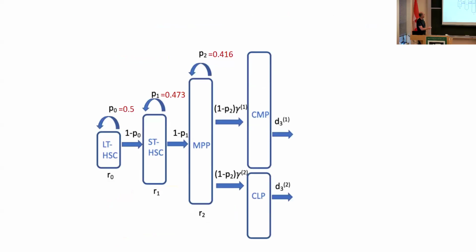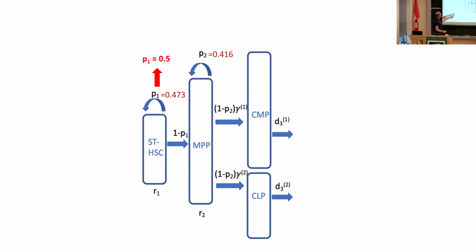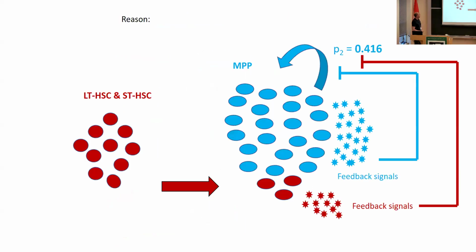So this is just schematically showing the same thing. These are the observed values at equilibrium here. Now you delete the long-term stem cells, and now this one adjusts to become 0.5, and this essentially becomes the stem cell then. Why is that happening? This is explained here with the MPPs as an example. MPP has, at equilibrium, a self-renewal probability of less than 0.5, and this is the result of feedback signals that are happening.